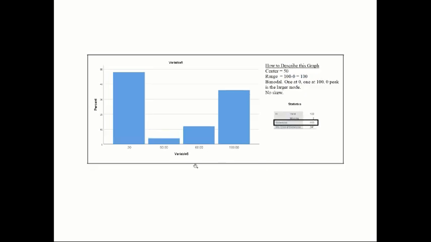In this graph, the center is 50, because that is the median. The range is 100, the largest value, minus 0, the smallest value, which is 100. The graph is bimodal, with one mode at 0 and the other mode at 100, and the peaks are not even. The 0 peak is the larger mode. And there is no skew as the left and right sides of the graph extend about the same amount from the center of the graph. And the skewness measure from SPSS is pretty close to 0.